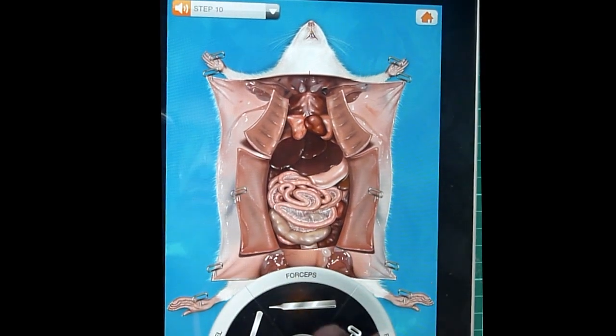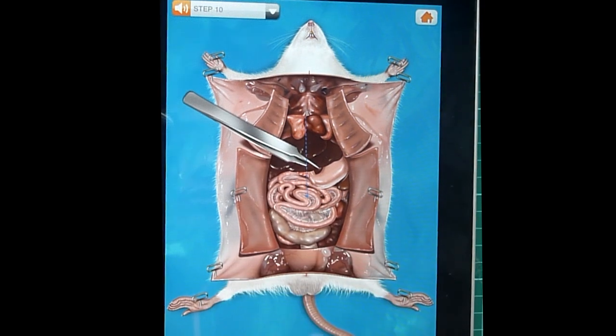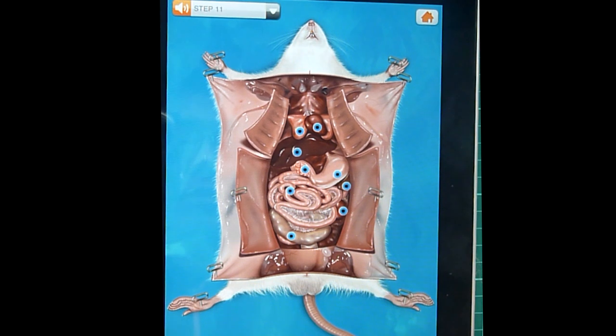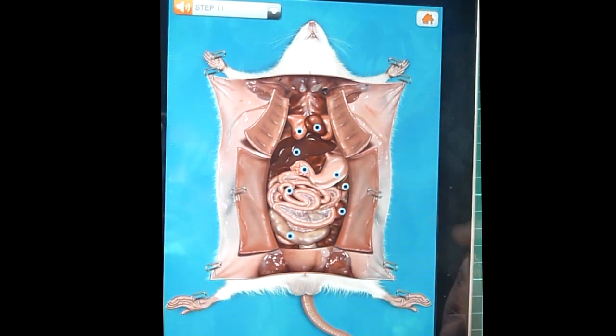Use the forceps to lift the liver lobes and move them upward to view the internal organs. Good job! Tap on the organs to learn more.